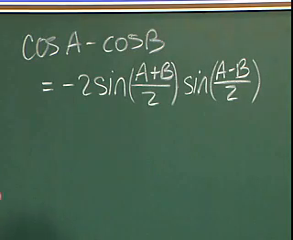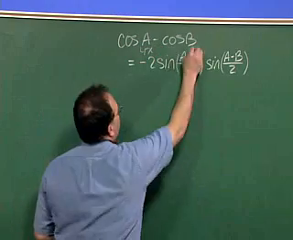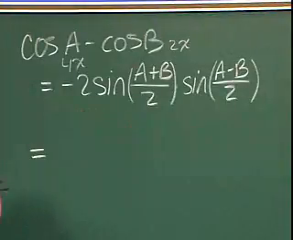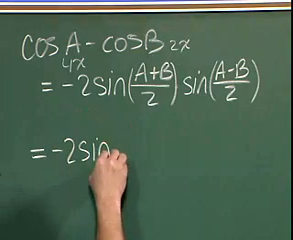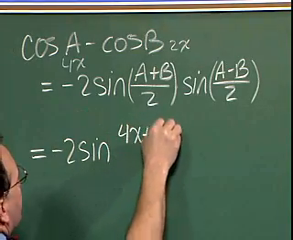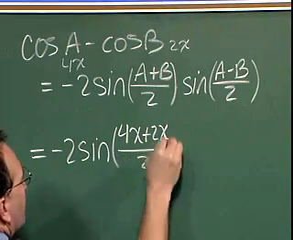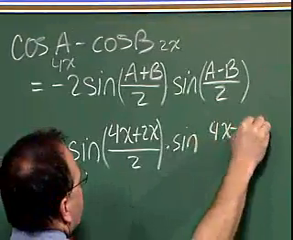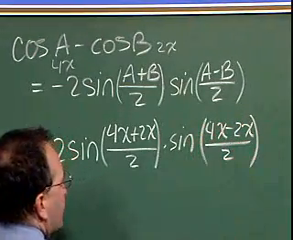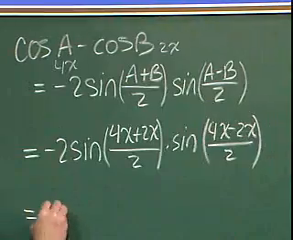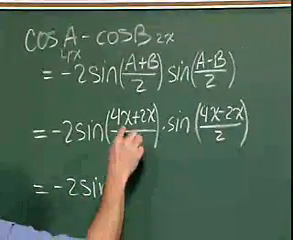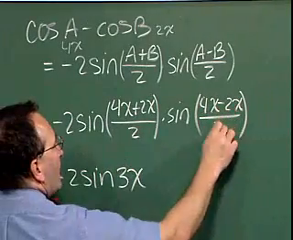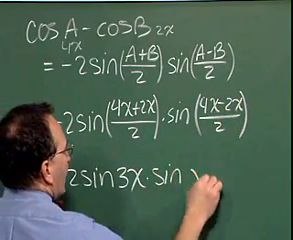So in particular, A is 4x and B is 2x, and therefore this would be equal to negative 2 sine 4x plus 2x over 2 times the sine of 4x minus 2x over 2. This simplifies then to negative 2 sine of 6x over 2, which is 3x, and 2x over 2, which is sine of x.